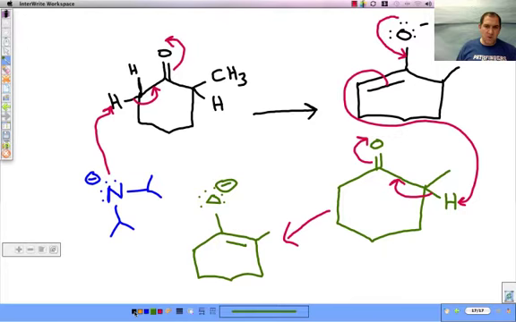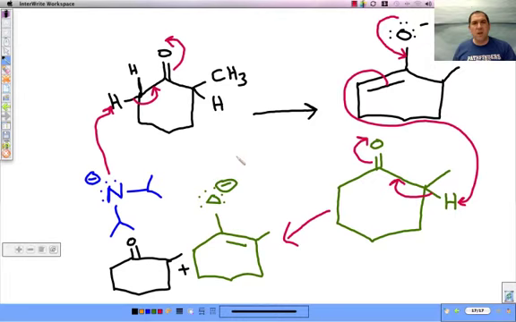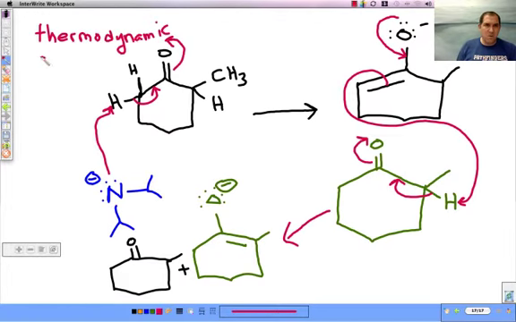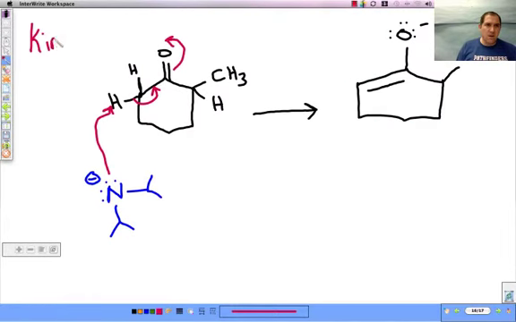Now realize that we also get reformation of our starting material. Okay? So again, thermodynamic control, and we'll label this slide as such. For thermodynamic control, we use what? Excess ketone. We still form the kinetic enolate, but then that bumps into more ketone to form our thermodynamic enolate instead. As opposed to over here, where we're under kinetic control, because there's excess LDA, you come in from the less hindered side and you form the kinetic enolate.